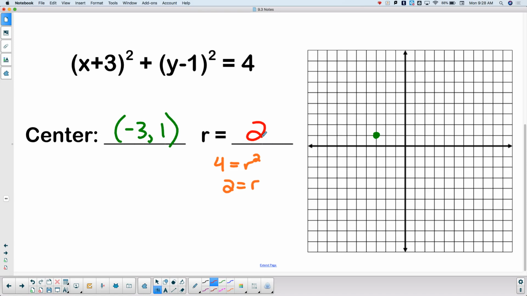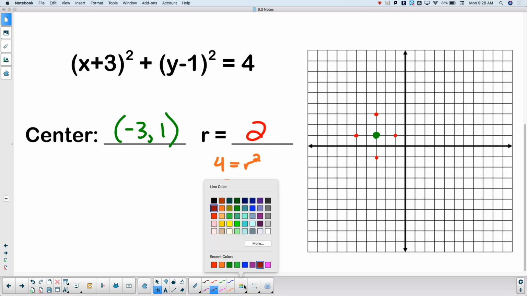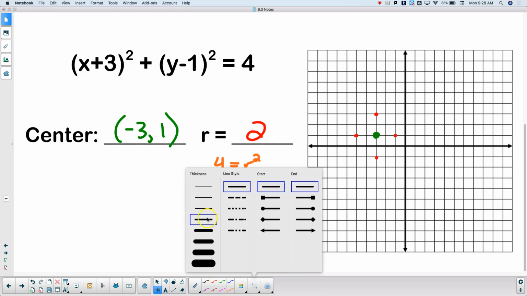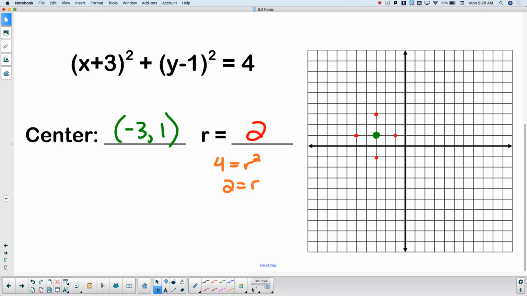Now, there are 4 easy points to graph that this circle will go through. Because remember, it's got to be 2 units away in all directions. So I'm going to go up 2, down 2, right 2, and left 2. Those 4 points are all going to be the same distance away from my center. And then, as best you can, you're going to draw in your circle.